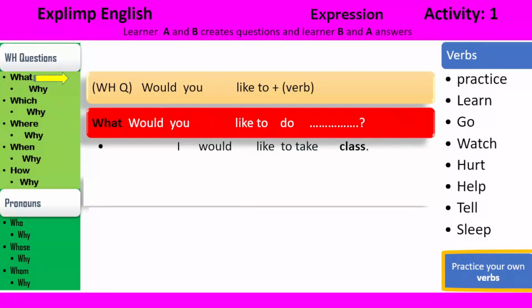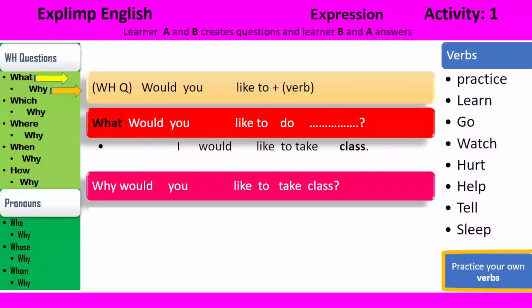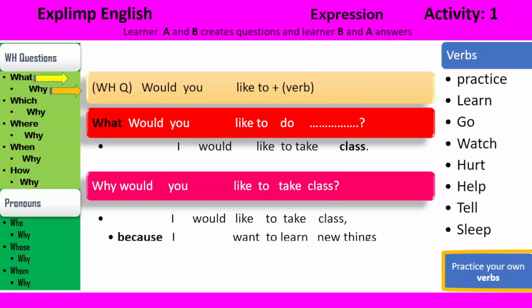So in the missing place or empty space, we put a class. Please remember, you have to put the question mark right after do. There's no need of dots, right? Okay. So what is the next one? Why? Okay, why would you like to take class? I would like to take class because I want to learn new things.